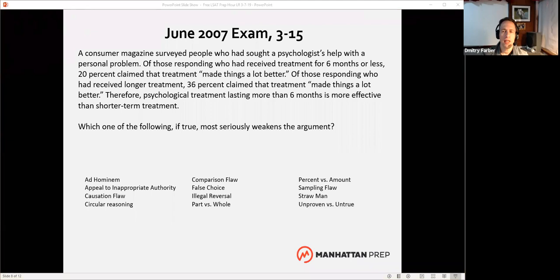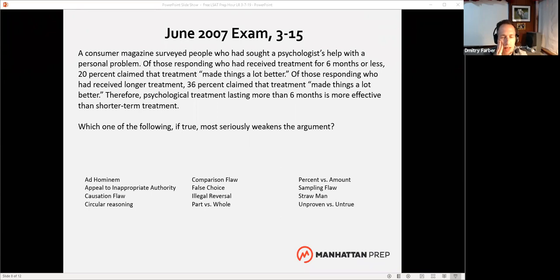All right, so what do we see here? We looked at people who got shorter term treatment, 6 months or less, and people who got longer treatment. We don't know how long, but apparently more than 6 months. And a larger percent of them said things got better. It can't just be percent versus amount because they said percent versus percent, right? And so they're saying that the longer treatment is more effective. It's better.